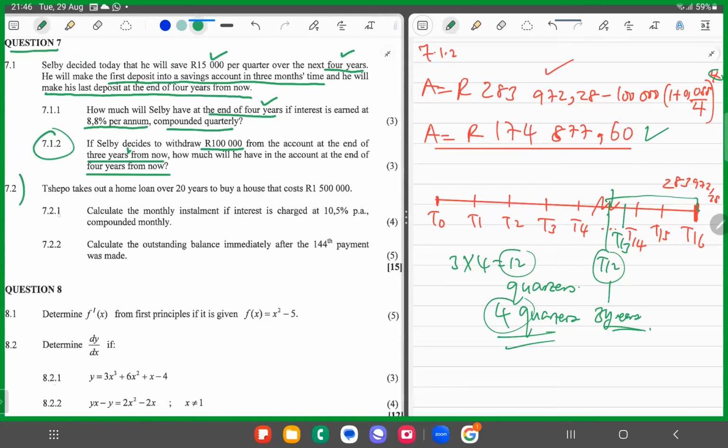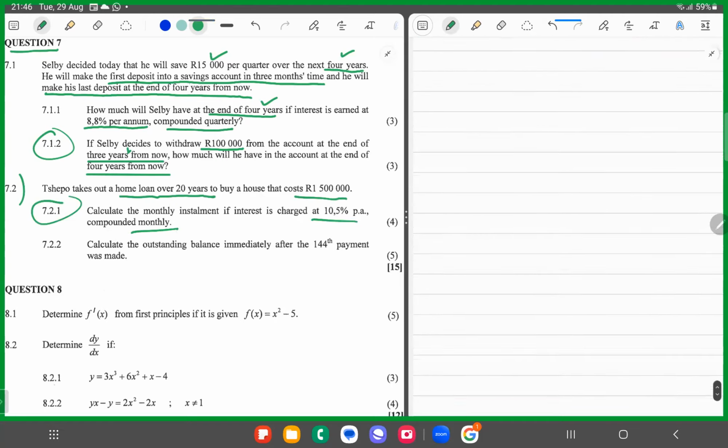Right. In 7.2, Tsepo takes out a home loan over 20 years to buy a house that costs 1.5 million. In 7.2.1, calculate the monthly installment if the interest is charged at 10.5% per annum, compounded monthly. Let's look at that.